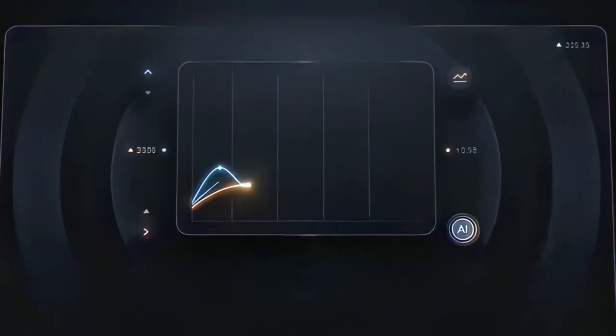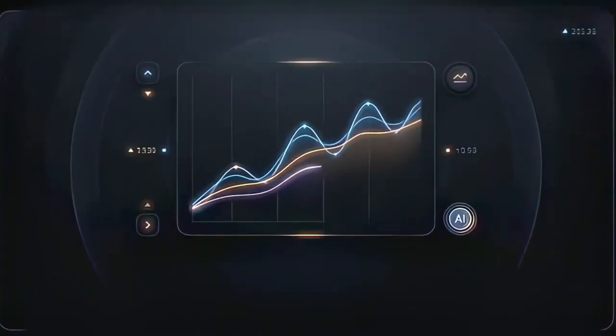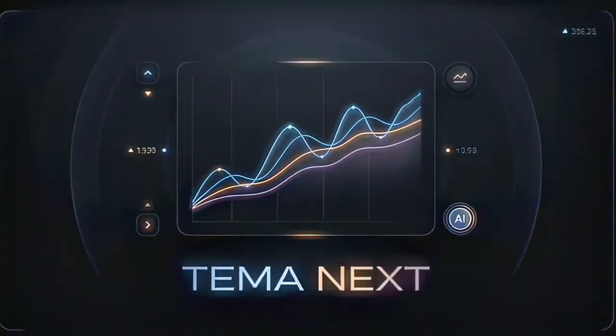Next, the triple exponential moving average, and whether stacking a third smoothing pass buys you anything at all.